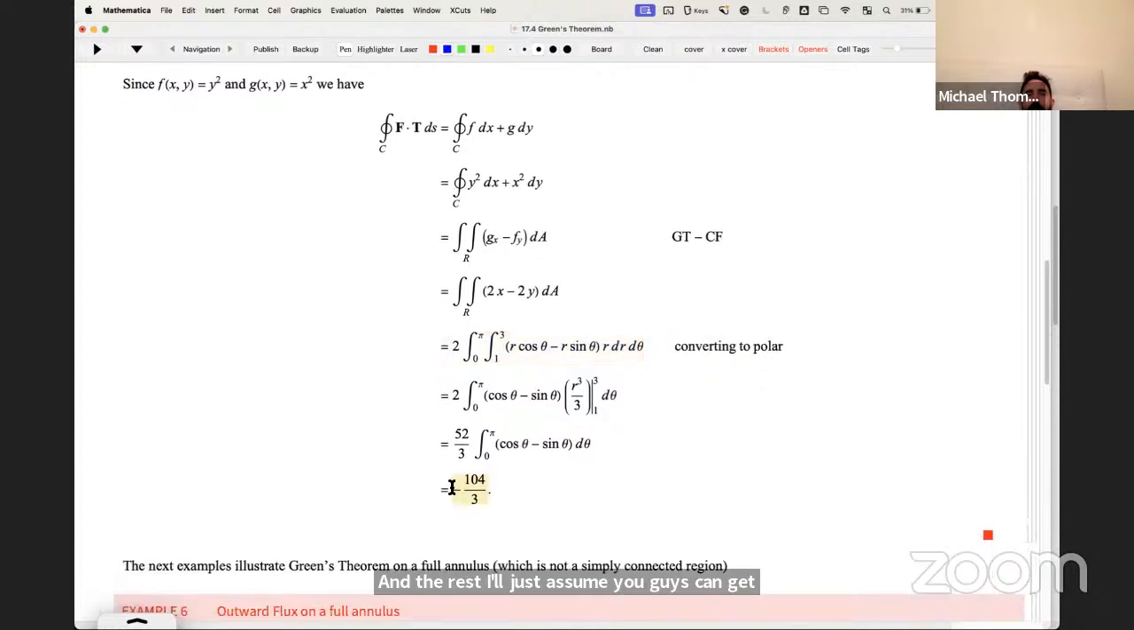But the important thing I wanted to point out is that we do get a negative result. So what we found is the flux, the circulation on the boundary of that region R, which is C, is negative 104/3. Is that okay?